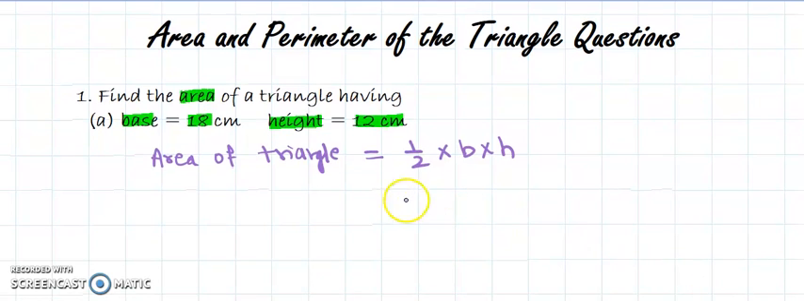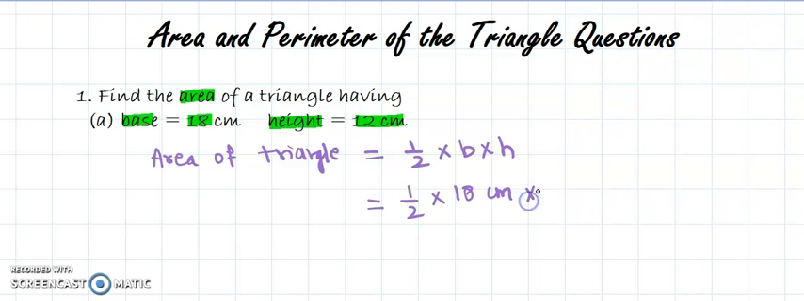Nothing else to do, we have to substitute these values properly in the formula. Half, in place of base we will put 18 centimeter, and in place of height we are going to substitute 12 centimeter. The next thing is to start simplifying it. 2 1s are 2, 2 9s are 18, and then you just multiply these two numbers. As you multiply 9 and 12, you get 108 centimeter square. That's the answer of question number 1.